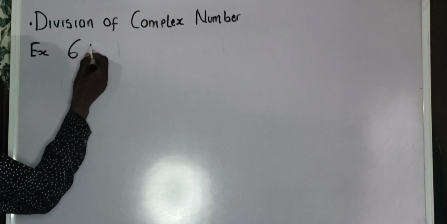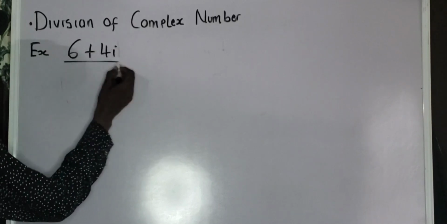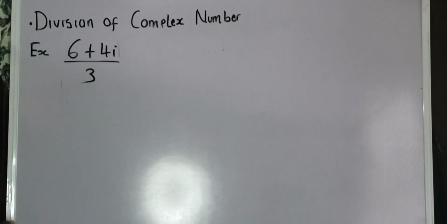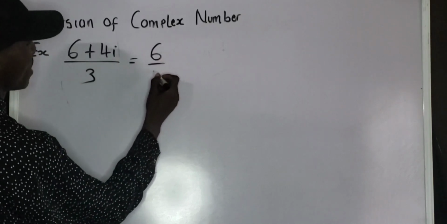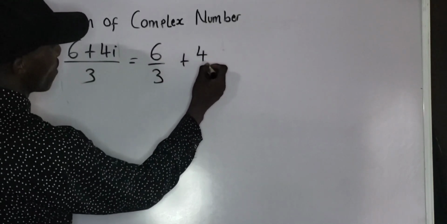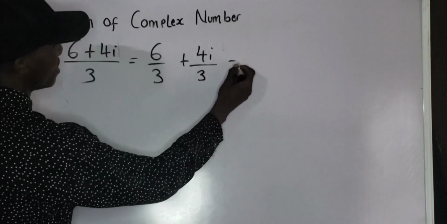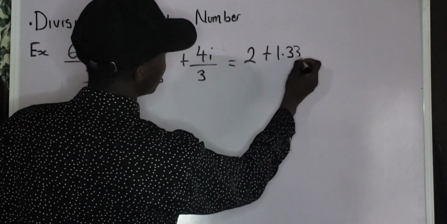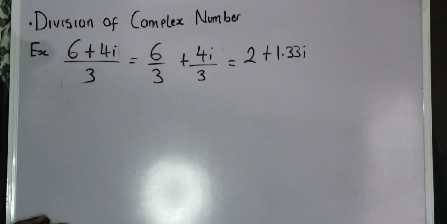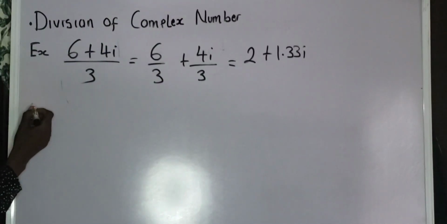Find the value of (6 plus 4i) all over 3. It is easy to evaluate this. We just say 6 divided by 3 plus 4i divided by 3. In so doing, we are going to have 2 plus 1.33i. You understand?